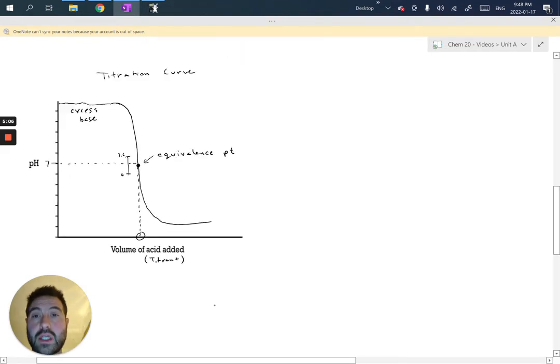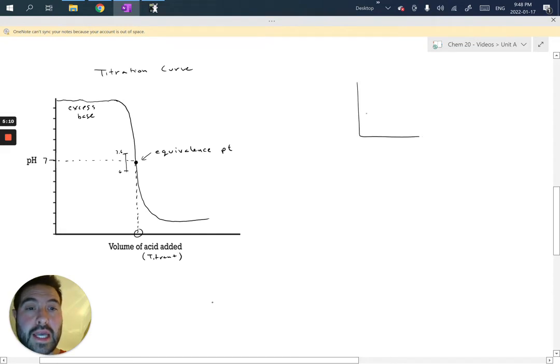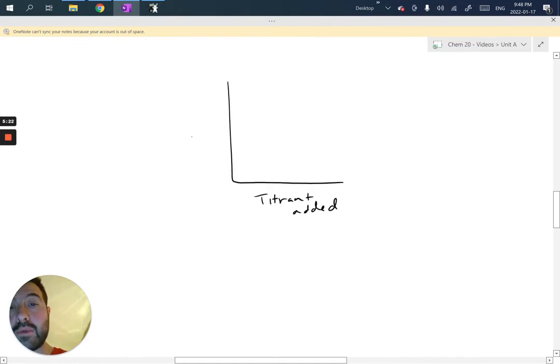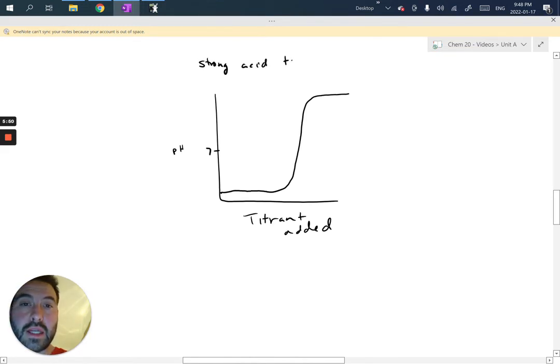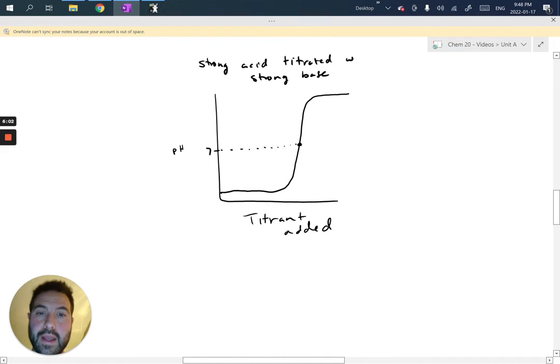Now we could also have a different titration curve. Always on your x-axis, you're going to have how much titrant is added, and always on your y-axis, you are going to have your pH. So 7 would be in the middle here. Let's say my sample or my analyte was an acid, and I had to titrate it with a base. I would start with a low pH and end with a high pH. This would be a strong acid titrated with a strong base. My equivalence point for this should also be pH 7.